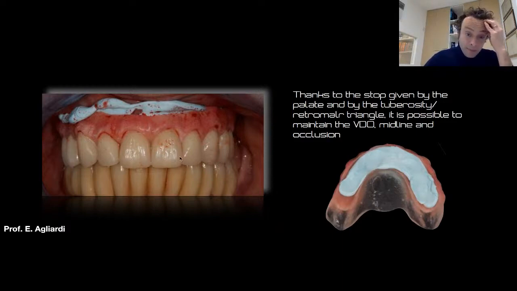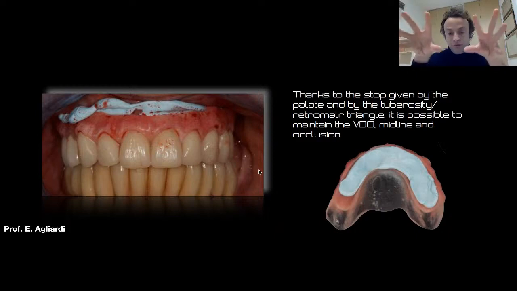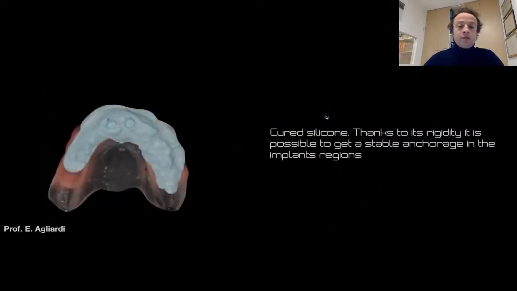The same happens in the lower jaw with the molar area, in particular the retromolar area. We keep the retromolar area stable, and in that way this area also helps us find the position of the prosthesis in the lower jaw. So thanks to the stop given by the palate and by the tuberosity and retromolar triangle, it is possible to maintain the midline and also the occlusion. It's really a good tip to work correctly.